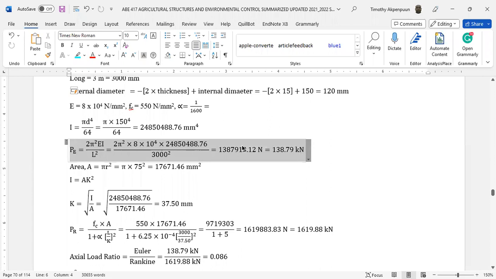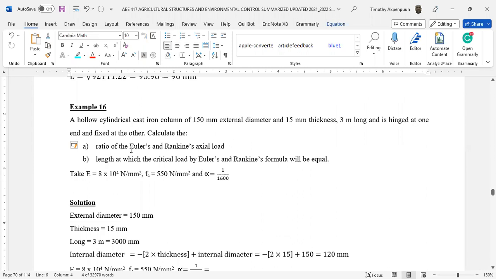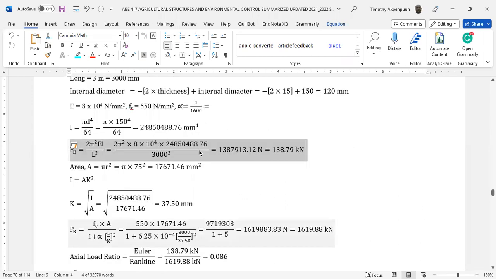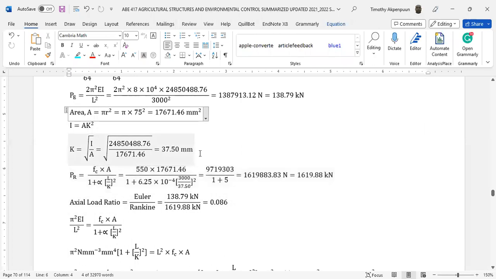This is using Euler. The first one says what? Use Euler to calculate the ratio. Ratio means what? Ratio of the axial loads. Divide Rankine by Euler. You calculated the Euler here, so now you have to determine the parameters for the Rankine that you do not have. You do not have the area, so you calculate the area since it's circular. You do all these, get your radius of gyration, and then you come in here. Are we good? Yes, sir.